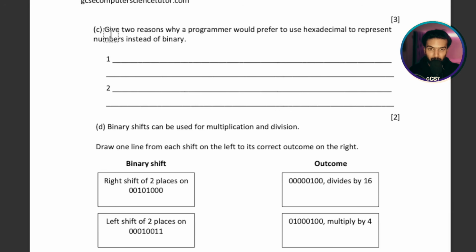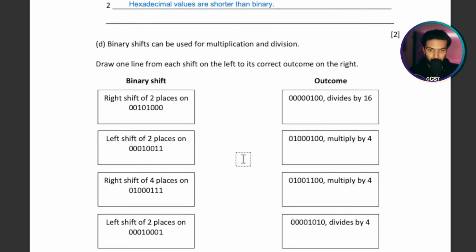Typical question. Give 2 reasons why a programmer would prefer to use hexadecimal to represent numbers instead of binary. Now, the first one should be easy. Hexadecimal values are easier to work with than binary because they're more easily understandable by humans. And the second thing we can say is hexadecimal values are shorter than binary. We could have also said hexadecimal values are easily converted, or hexadecimal values are less susceptible to errors due to the nature of having the letters instead of numbers.